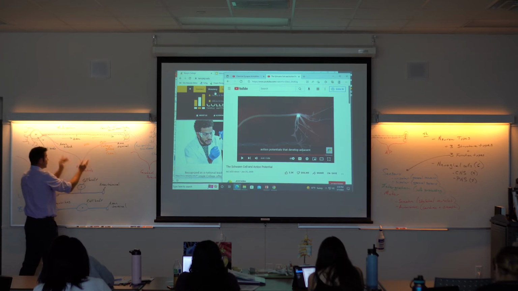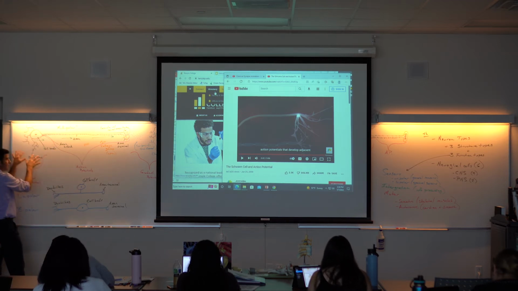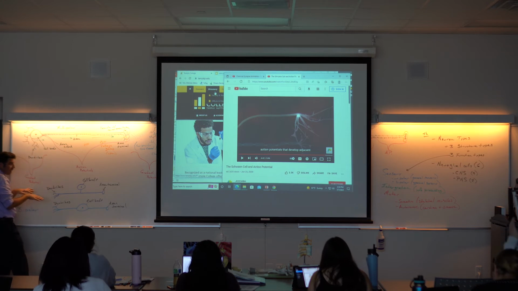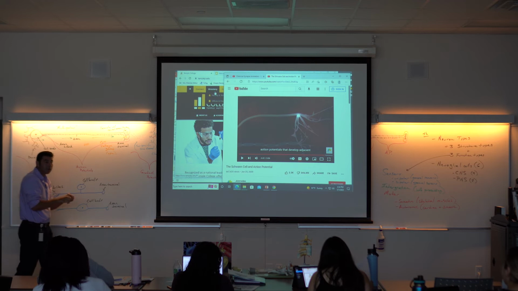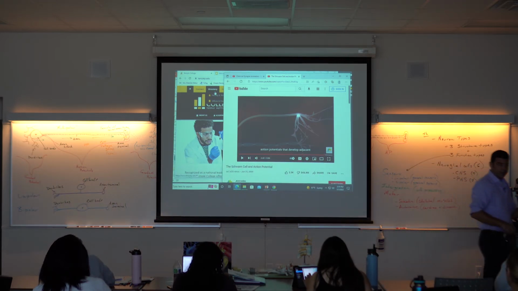So action potentials could occur where there's white matter. But if we're talking about gray matter, it's any cell bodies, dendrites, and even axons that are unmyelinated. So you could have slow action potentials taking place in the gray matter, or very fast action potentials taking place in the white matter.